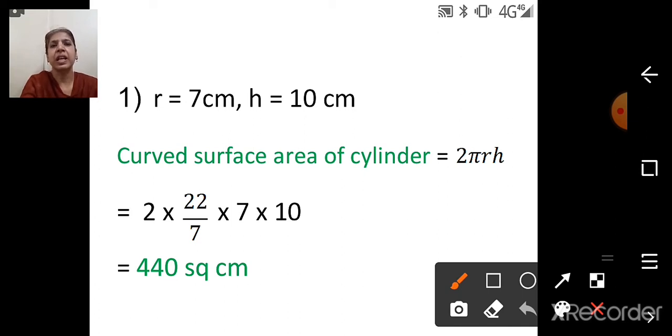Then do the calculation. And you know 7 ones will get cancelled, divided. Now what is remaining is 2 into 22. So 2 into 22, children, will get 44, right? And then 44 multiplied with 10. So you will get 440. So your answer is 440. And unit of area is square, right? Standard unit of area, square. So it is square centimeter because radius and height are given in centimeter. So final answer is 440 square centimeter.